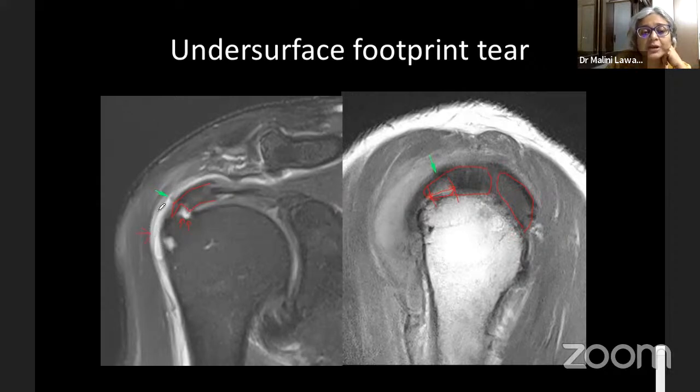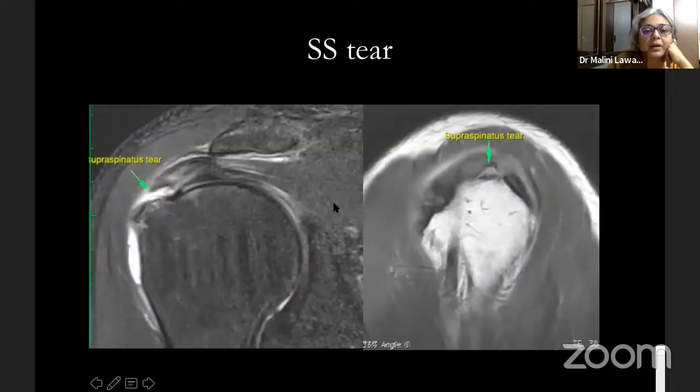So just seeing fluid does not always mean a tear. You can have bursitis without tear also. Here you have this large subacromial bursal fluid. As against that, if I look at this case, what do I see? This is the tendon.